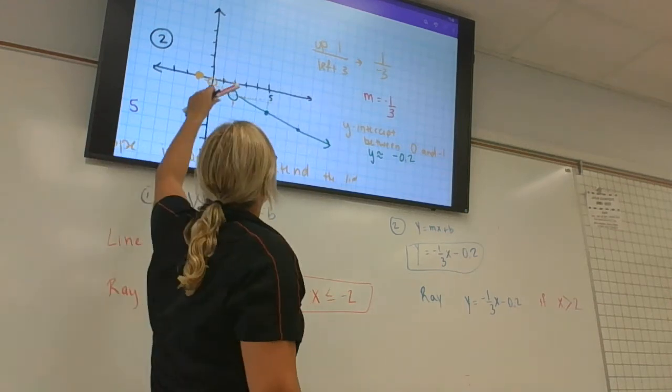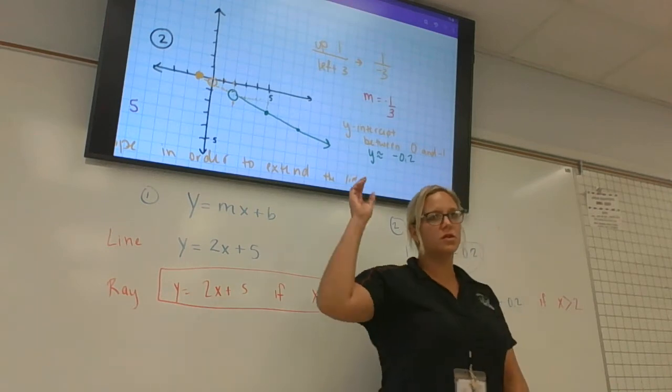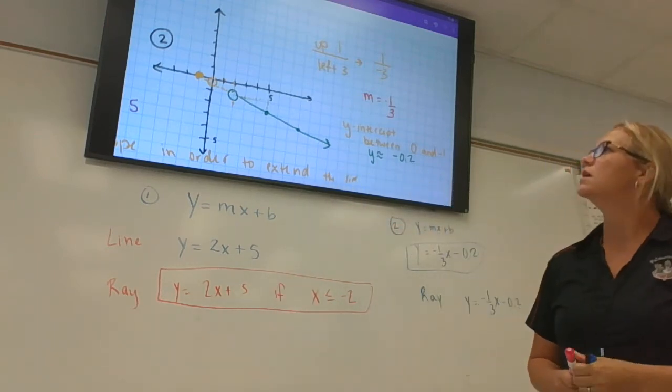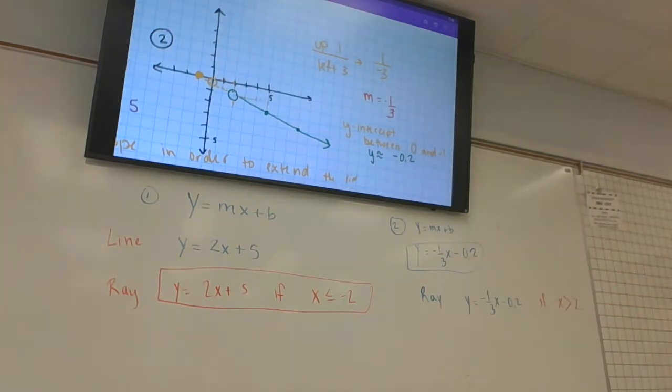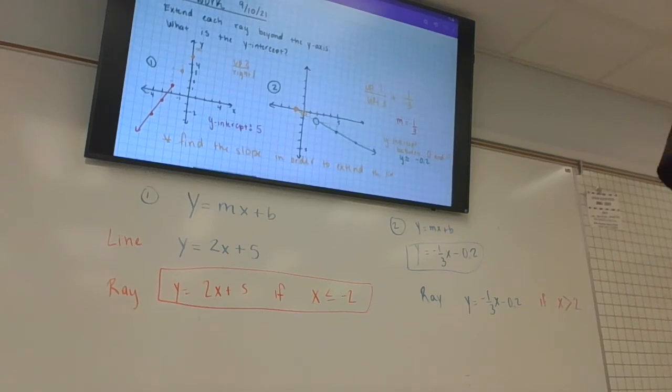Because of the open circle. If it's an open circle, my if statement isn't equal to. If it's a closed dot, my if statement is equal to. Yeah, it was just identifying the y-intercept. It's the same direction for both of them.